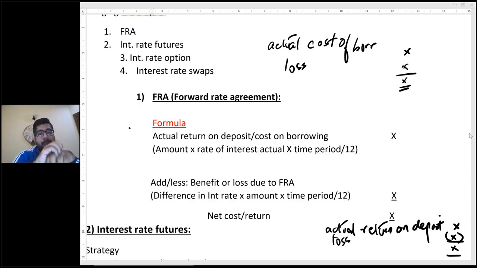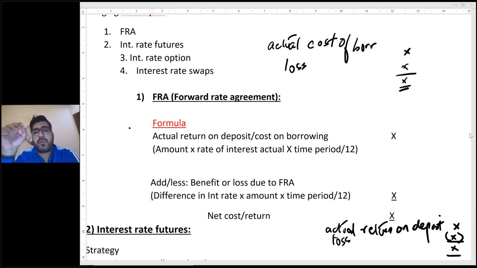See, in FRA, you either will get a deposit case or a borrowing case. So you firstly record actual cost of borrowing or actual return on deposit. If it's a deposit case, actual return on deposit. If it's a borrowing case, you write actual cost of borrowing, because if it's a deposit case, you get return on deposit. If it's a borrowing case, you get a cost on borrowing. Then add less benefit or loss due to FRA. Students, see why will we add or less benefit or loss? Now benefit can be added, benefit can be deducted, it depends on the case.